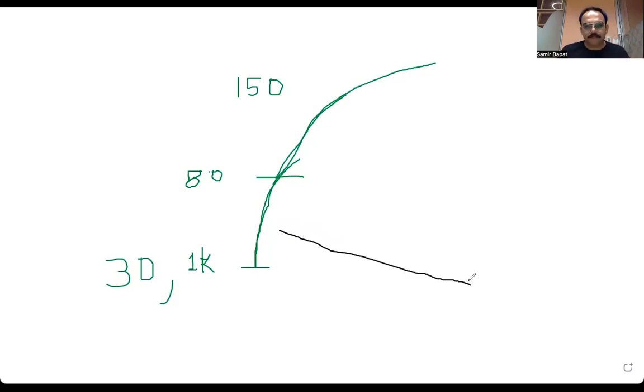How many of you are with me? Have you understood this concept very clearly? I'll show you some practical examples, but principally, everyone is clear? Okay, great.